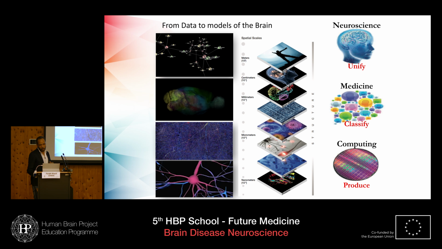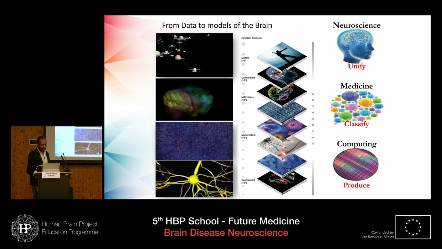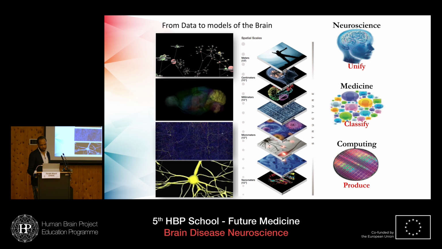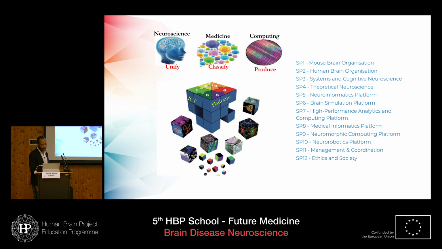And this is why it's important that we deepen our understanding of neuroscience and medicine, and use ICT for understanding such function at different levels. So the Human Brain Project is divided into 12 sub-projects. The first 4 sub-projects are really neuroscience: collecting data from mouse brain, collecting data from human, understanding cognition at different levels, and SP4 was in theoretical neuroscience.